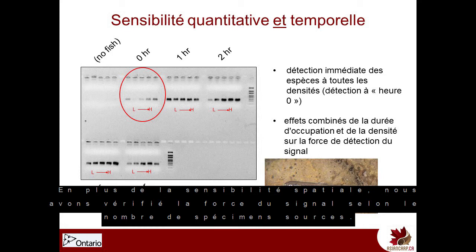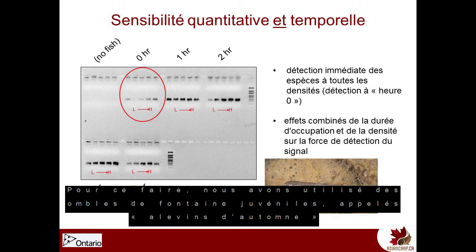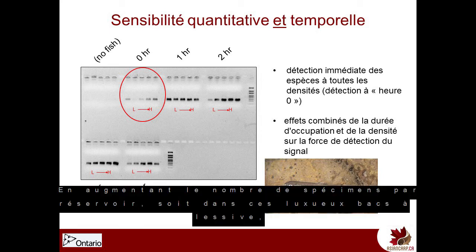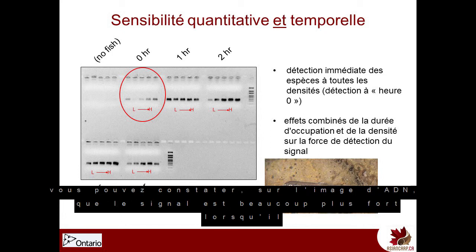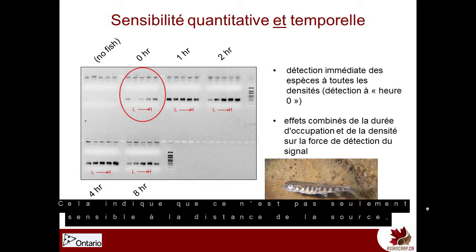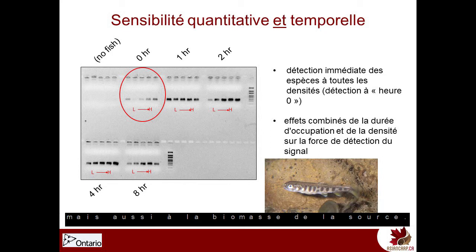We also tested how strong the signal is depending on the number of source individuals. And for this, we used juvenile brook trout. These are literally called fall fingerlings because they're about the size of your finger. And as we increase the number of individuals in a tank, these very fancy laundry tubs, you can see on the DNA image that the signal gets much stronger as we went from 1 to 16 individuals. So what this is telling us is it's not only sensitive to distance from the source, but also to the biomass of the source.